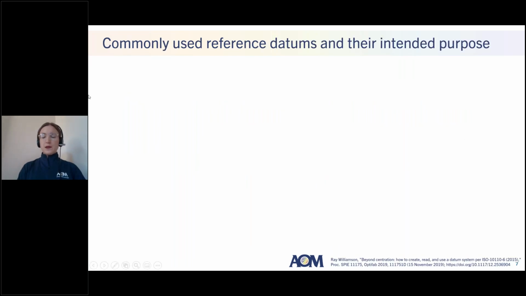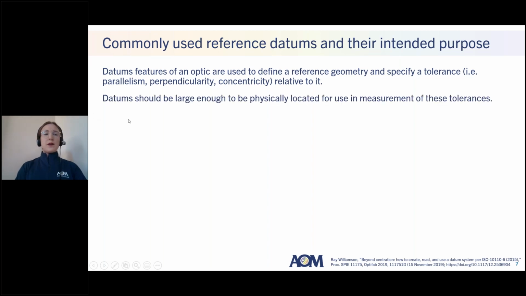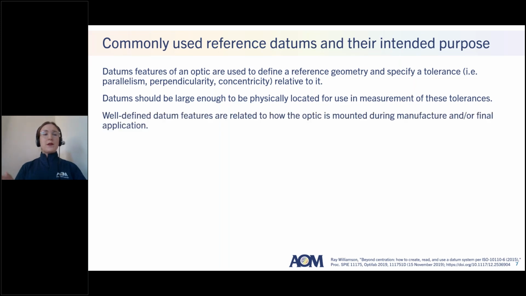So this leads me to the topic of datums. A datum with respect to an optic is used to define a reference geometry. It's used to define a coordinate system and specify a tolerance relative to some feature of interest. A well-defined datum should be something that's large enough that you can physically locate it and use it for measurement of these tolerances. And additionally, a well-defined datum should be related to how the optic will be mounted either during manufacturing, final application, or both.